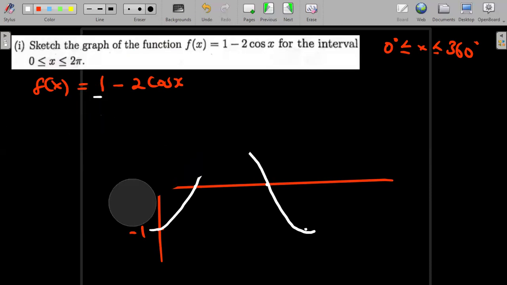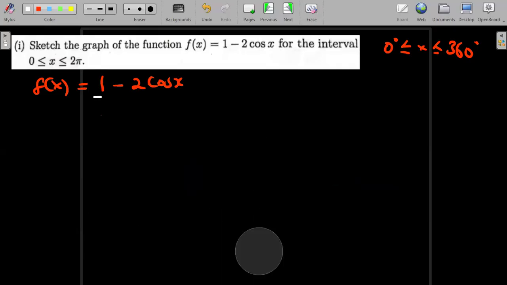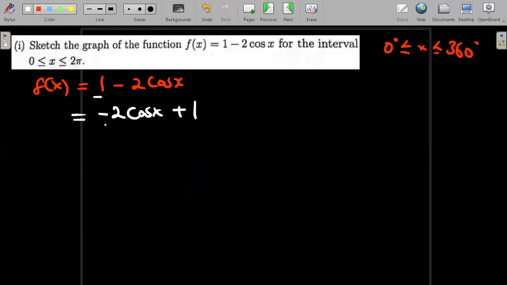So how we graph this question, now after having that bit of a background. When we have this question, we can write this as negative 2 cos x plus 1. The value that is always in front here is called the amplitude. And the amplitude is always positive. So we get -2, the modulus of -2 is 2. So this is our amplitude.